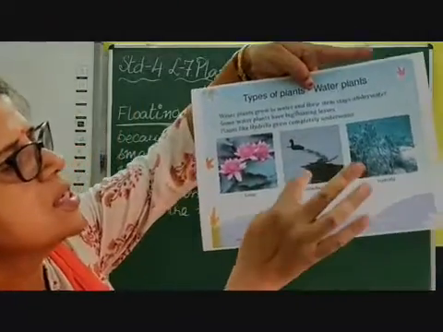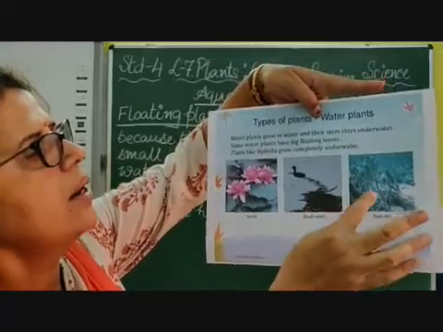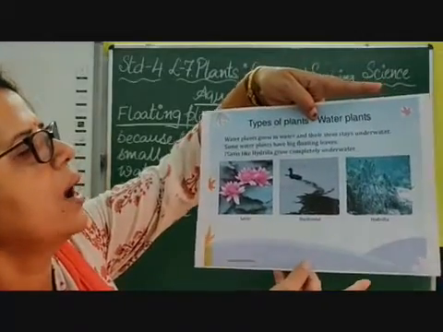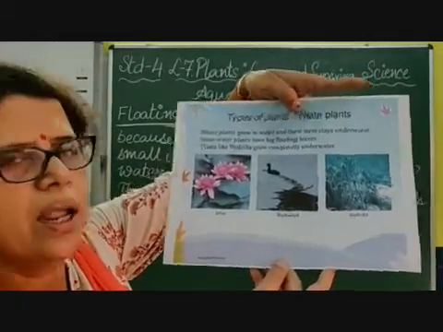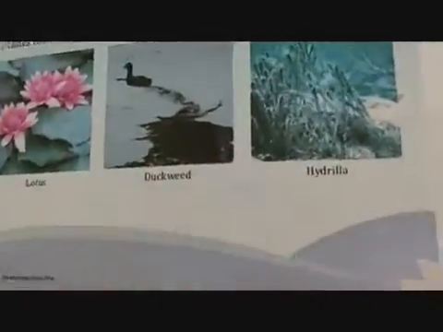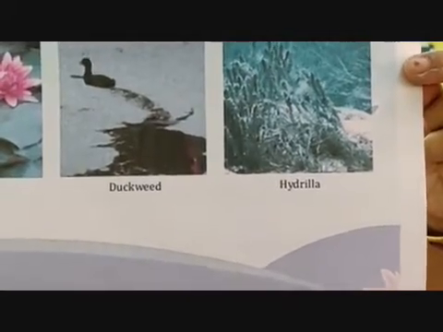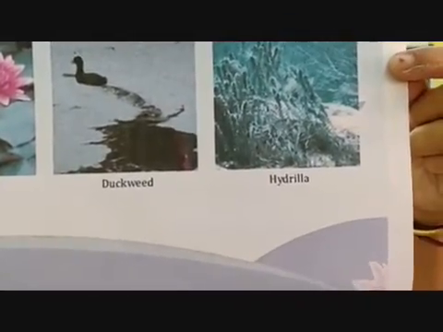Then you have duckweed, which is a floating plant, and this is an underwater plant like hydrilla. It is completely under the water. Okay, so these are the three types of aquatic plants which we are going to study one after another.